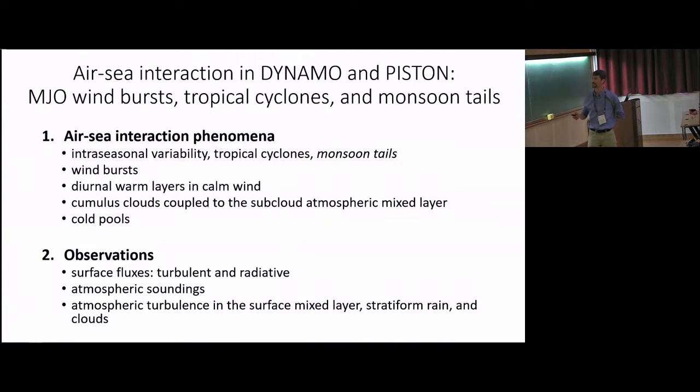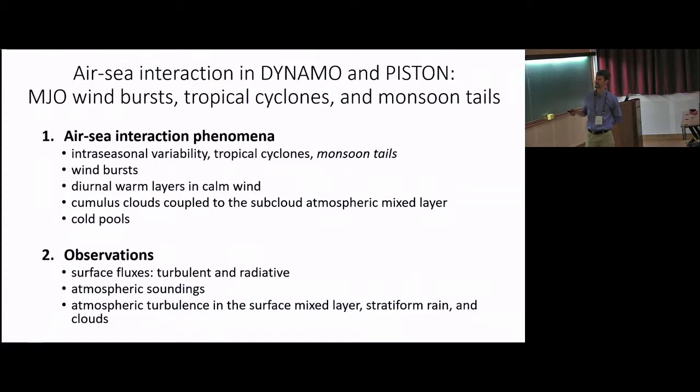So I'll talk about intraseasonal variability and tropical cyclones and monsoon tails, and the real way that these affect the air-sea interaction is, for the most part, through their wind stress. Eric talked about how the sea surface temperature can affect the atmosphere, and I'm actually going to talk a bit about that in my tutorial, but today I'm going to talk about it the other way, the atmosphere affecting the ocean, or a bit of both. And so these affect the ocean through wind bursts primarily.